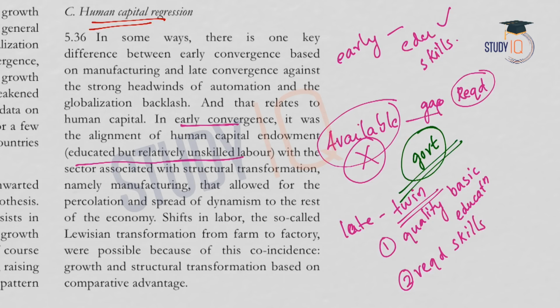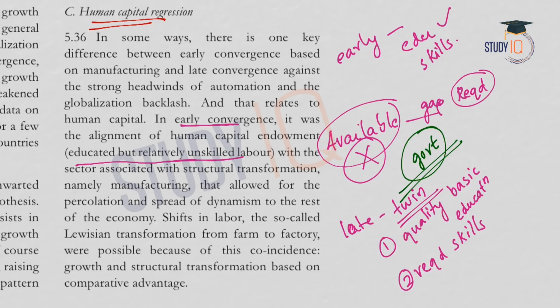Now coming to the early convergers. We said that they had education but skills were deficient. But what was the situation then? They were early convergers, so during that period they were able to deploy these skills in the manufacturing sector. Even though they had limited skills, they were able to deploy them in an effective manner using the education they had. But we are late convergers.